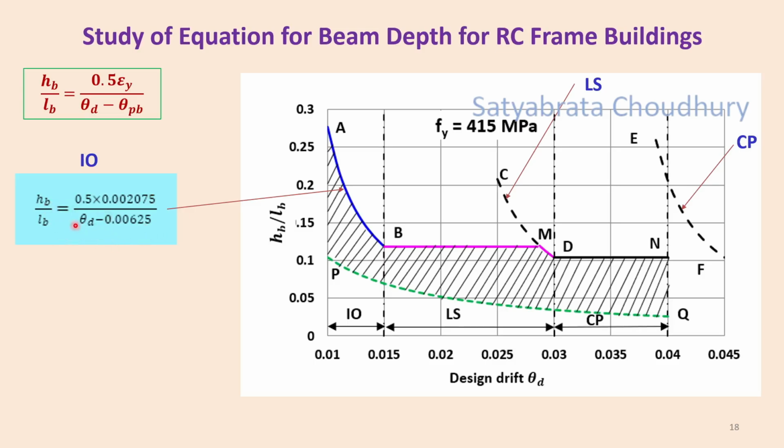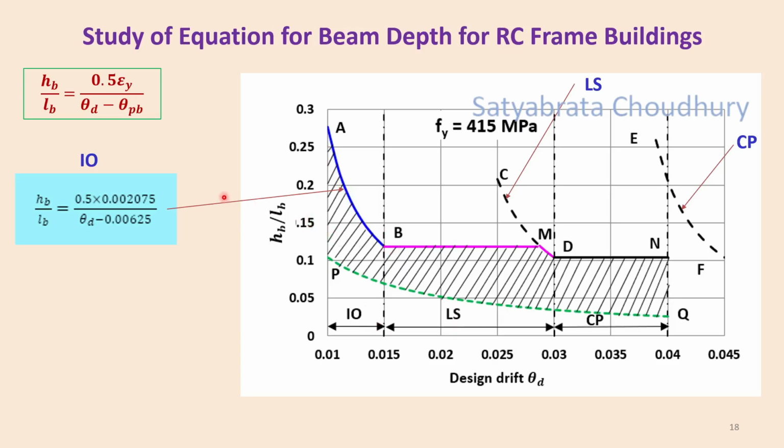So now you find this value, HB by LB ratio, for varying theta d. How long shall we vary? For IO we shall vary it from 1% to 1.5%, from here to here. So if you plot, you get this curve AB, a curve like this.